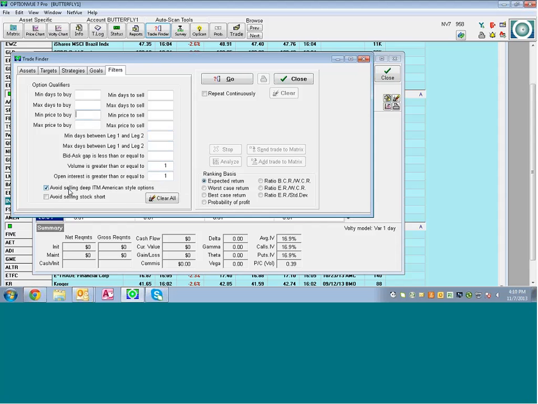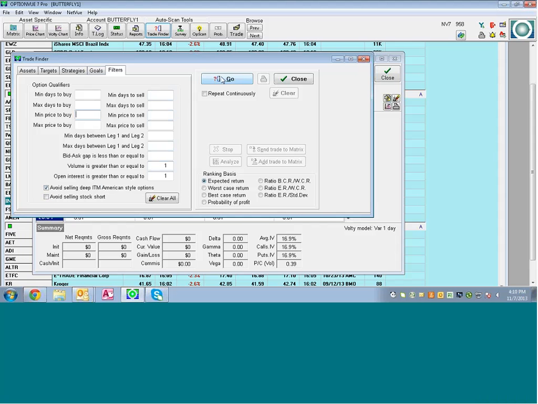And avoid selling deep in the money American style options is always checked just because I don't want to be assigned. That's kind of a precautionary measure. You can also check mark avoid selling stock short, if you're using some stock, or not wanting to sell stock, sorry. Okay, now all of these tabs are completed.